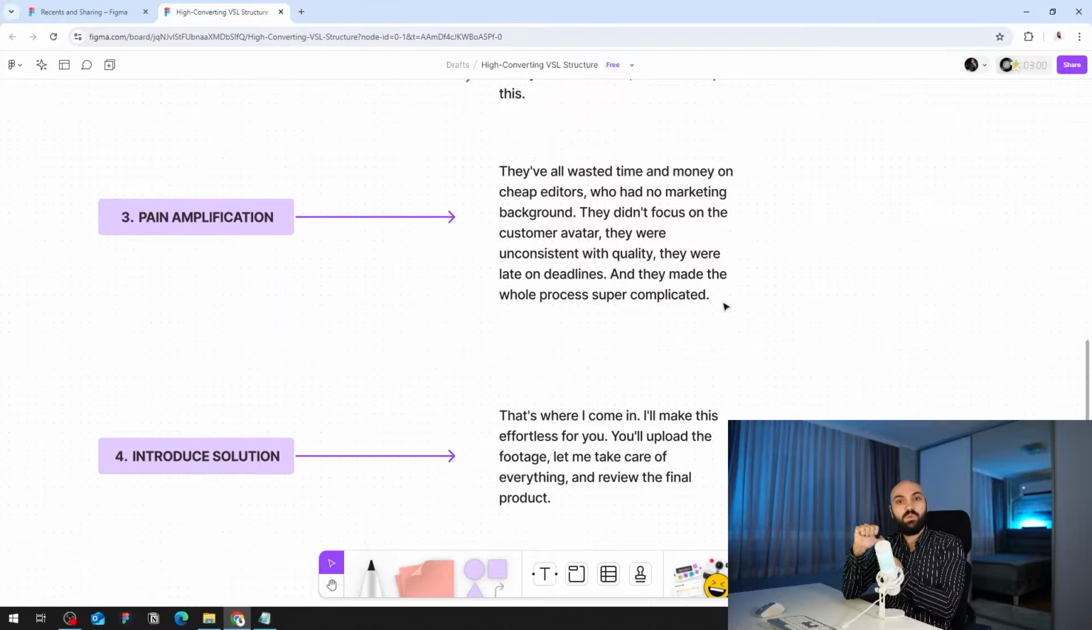They probably worked with cheap editors. Those editors maybe know how to edit well, but they don't know how to edit videos that sell. They don't know about marketing. They don't know how to make videos that will suit their target audience. They were inconsistent with quality. They didn't have the right processes and systems to make the collaboration effortless.